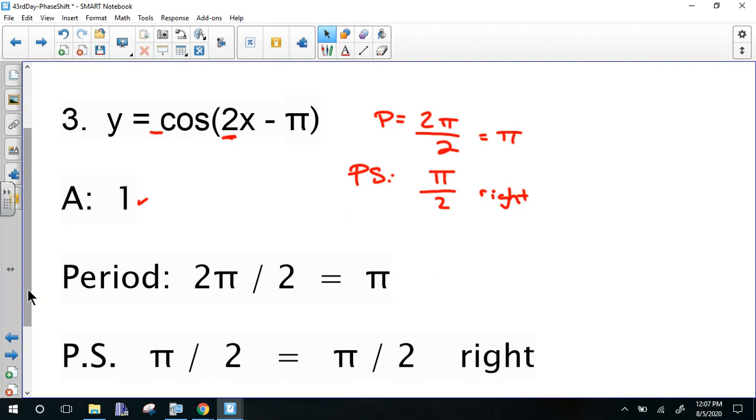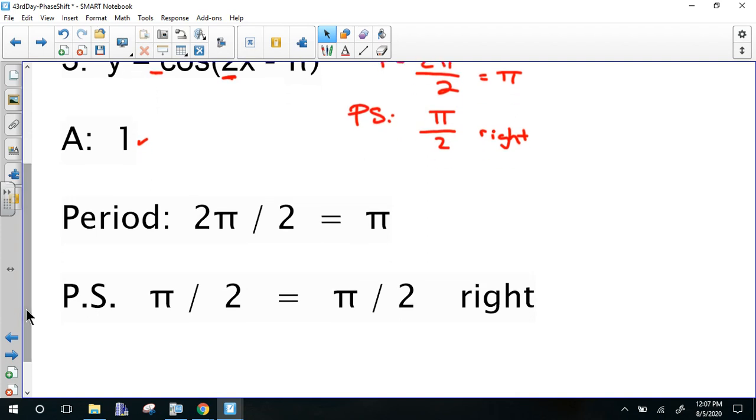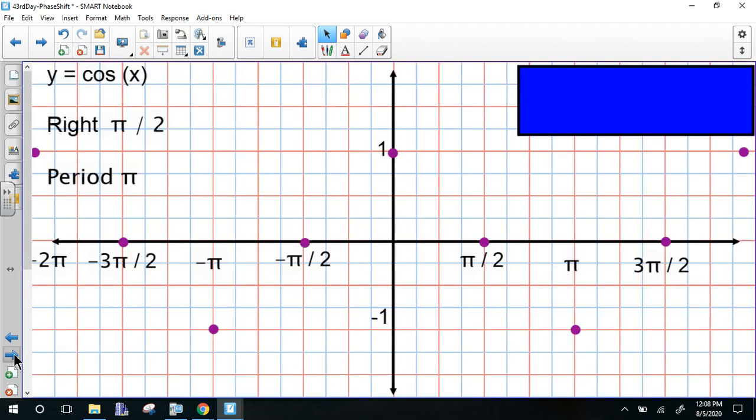So I'm going to draw the graph of cosine as a dashed line. I'm going to move every point to the right pi over 2. I need points every 1/4 pi. So at pi over 4, pi over 2, 3 pi over 4, and pi in both negative and positive directions. And my amplitude is going to be 1.